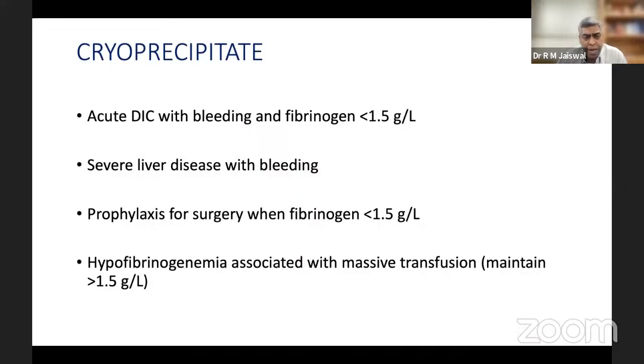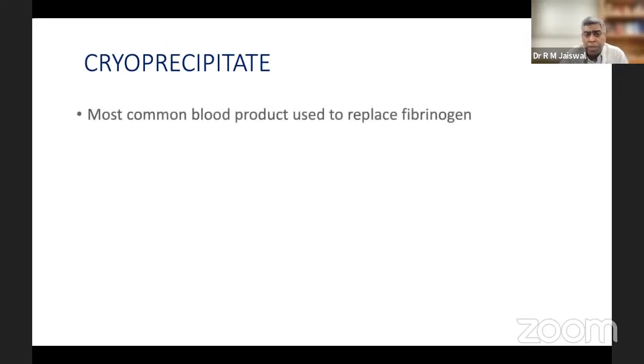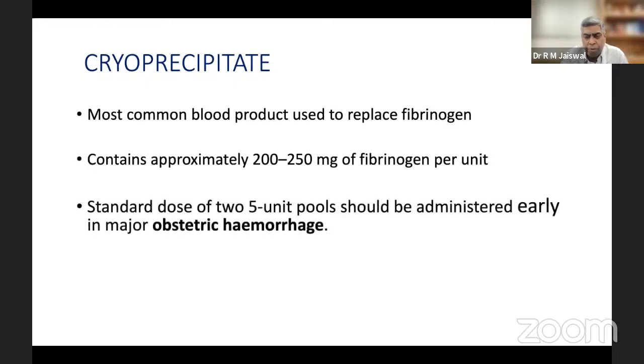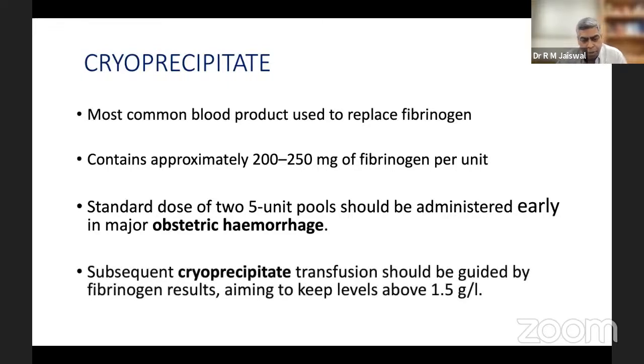Then cryoprecipitate: if the fibrinogen level is less than 1.5 and the patient has severe liver disease or bleeding, we can give fibrinogen, and especially we are targeting fibrinogen if less than 1.5 gram per liter. It is the most common blood product used to replace fibrinogen, but right now a lot of pharmaceutical products are available to correct fibrinogen deficiency, especially PCC, prothrombin complex concentrate, which we can use for bigger surgery, or if the patient has a very low level.